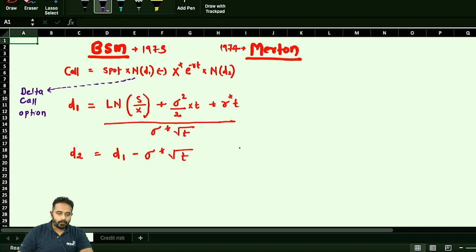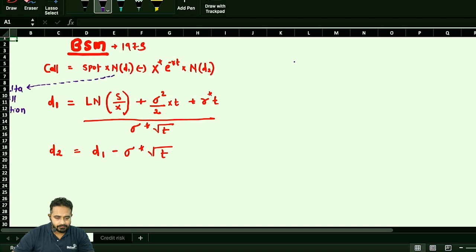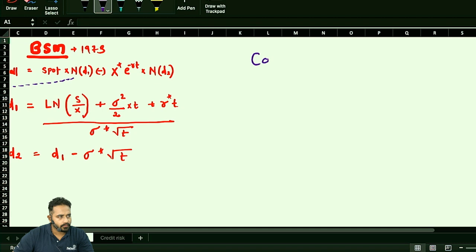Let's see if we can put this in practice. So I'm going to set up an illustration for you. Let's say we are trying to value an option. It's a European option. So let's do a European call. European means to be exercised only on the expiry. Let's keep the strike price as 100. Let's keep the spot price as 140.